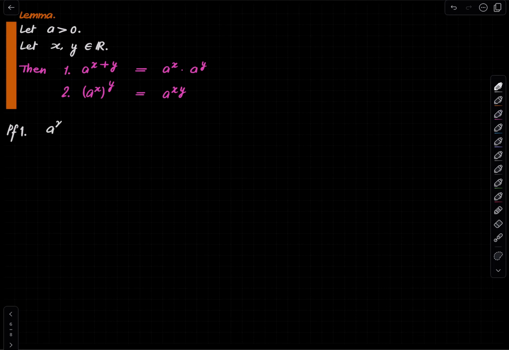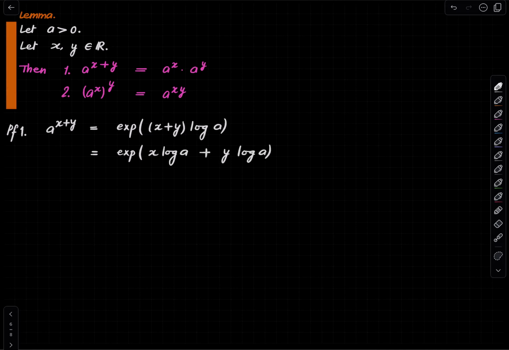We have, by the previous theorem, a to the power x plus y is exp of x plus y times log a, which is exp of x log a plus y log a, which is by the homomorphism property of the exponential. And this is equal to a to the power x times a to the power y, again by the previous theorem. That's proof of 1, and proof of 2 is again just use the previous theorem. It's a little trippy, but not a challenge.